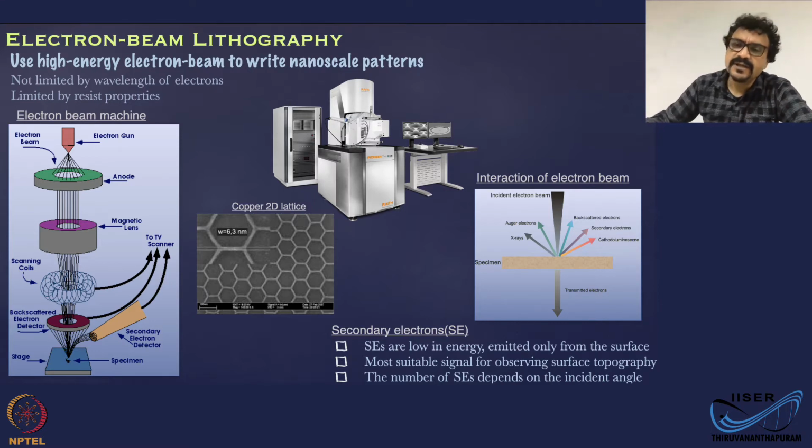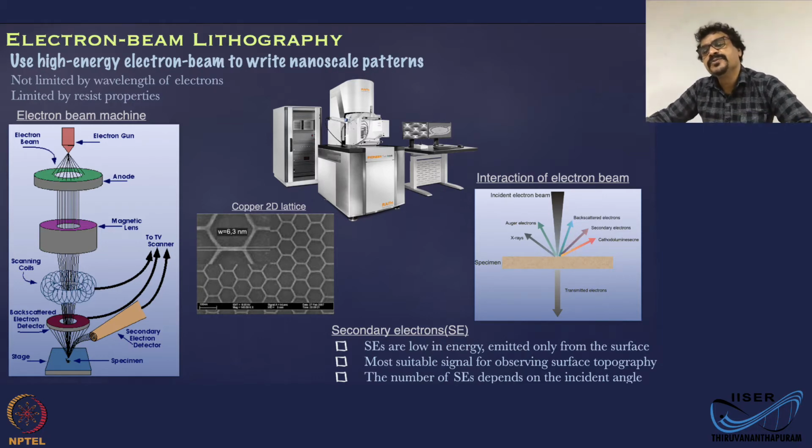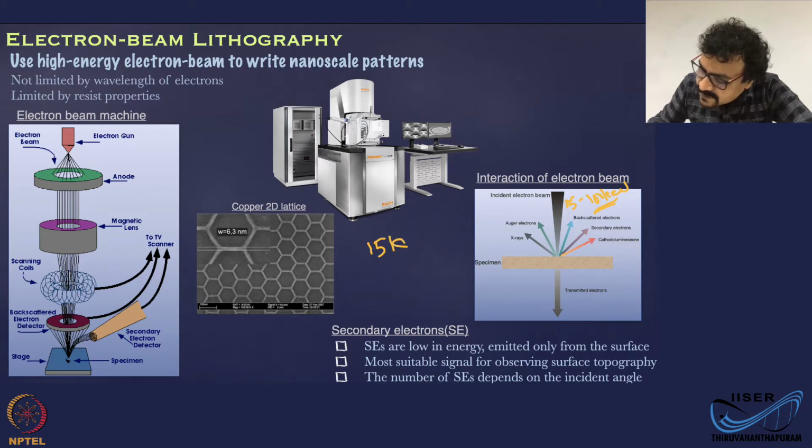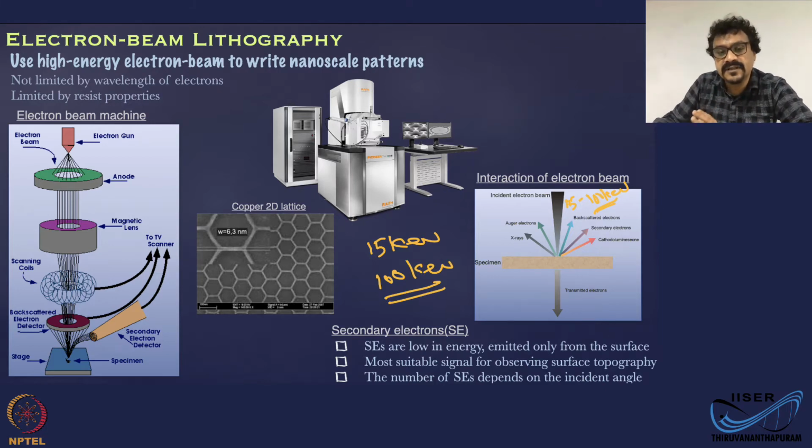Now, let us quickly look at the effects of the interaction of electrons with the substrate. Okay, so here is a primary electron beam, a high energy electron beam of the order of a few tens of kilo electron volt. So you can have these beams with energies of maybe 15 to 100 kilo electron volt. That is typically the energy used for writing these patterns. So let's say 15 kilo electron volt to 100 kilo electron volt. That is what these electron beam machines come with.